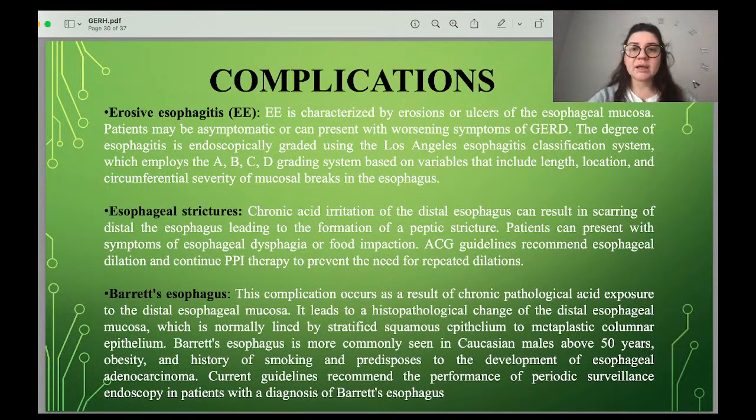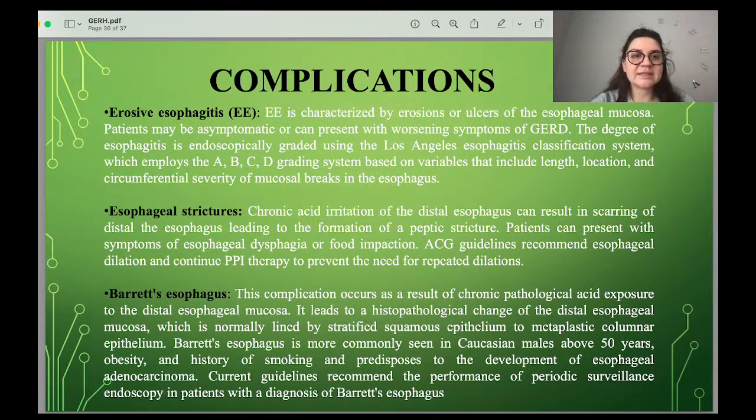Complications can include erosive esophagitis. It is characterized by erosions or ulcers in the esophageal mucosa. Patients may be asymptomatic or can present with worsening symptoms of gastroesophageal reflux disease. The degree of esophagitis is endoscopically graded using the Los Angeles esophagitis classification system, which employs the A, B, C, and D grading system, based on variables that include length, location, and circumferential severity of mucosal break of the esophagus.